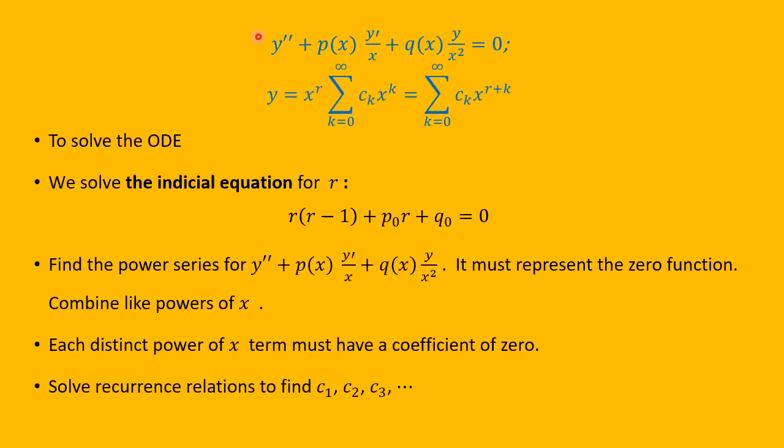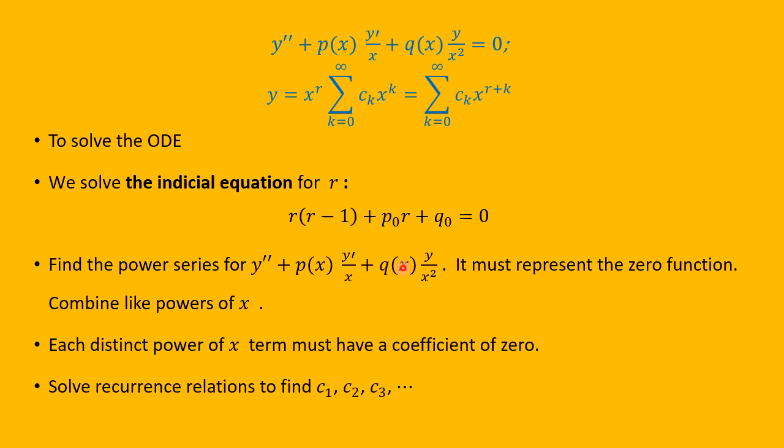So we want to solve the ordinary differential equation that we have up here. First we solve the indicial equation for R, and we saw that equation is R times R minus 1 plus P naught R plus Q naught equals 0. The P naught and the Q naught came from the power series representations of the functions P of x and Q of x. Then we find the power series for this expression, y double prime plus P of x, y prime over x plus Q of x times y over x squared. This must represent the zero function.